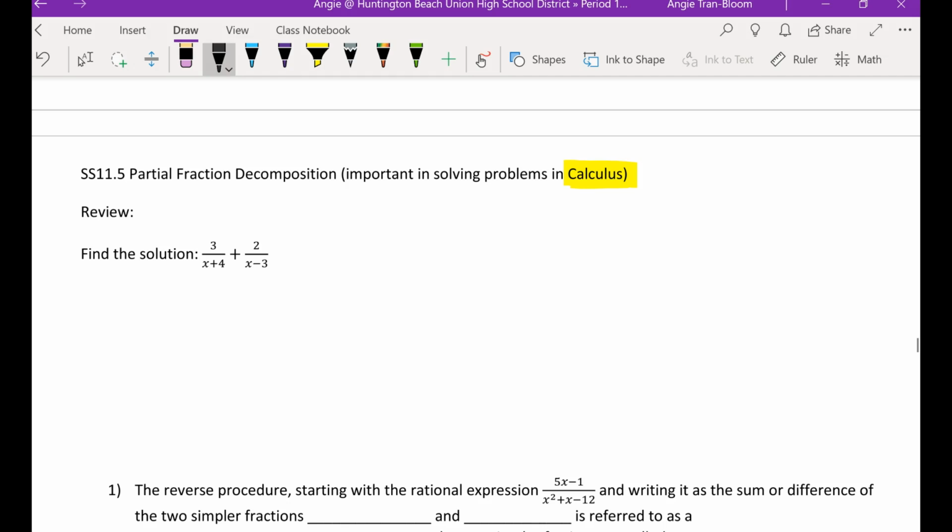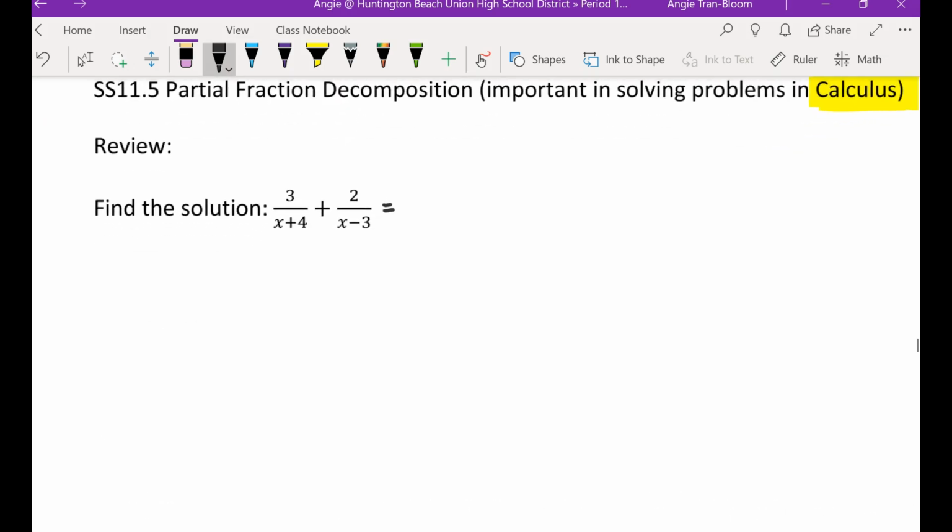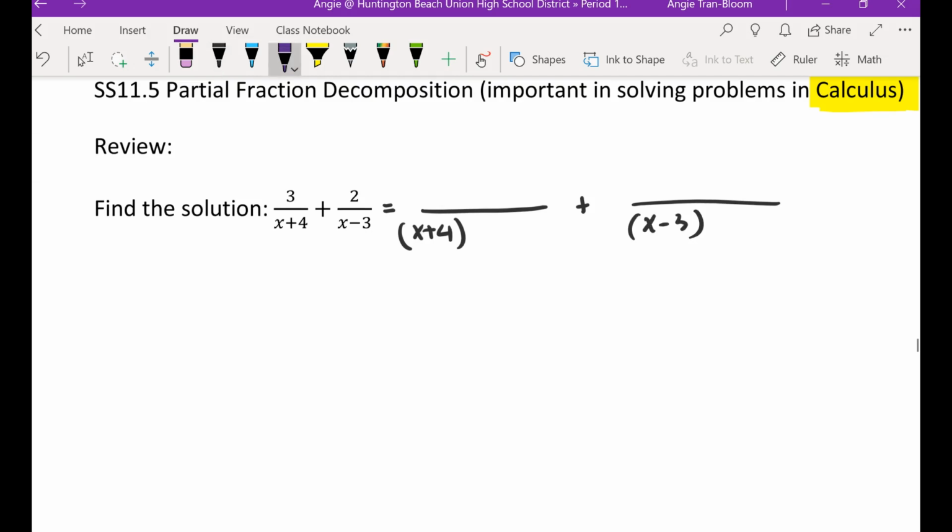In Algebra 2, when I said find the answer when you add 3 divided by x plus 4 and 2 divided by x minus 3, what would you get? Find the answer means first, when you're adding fractions, you want to find a common denominator. To find the common denominator, you multiply this side by the other side and vice versa. So this side, I would multiply by x minus 3. The other side, I would multiply by x plus 4.